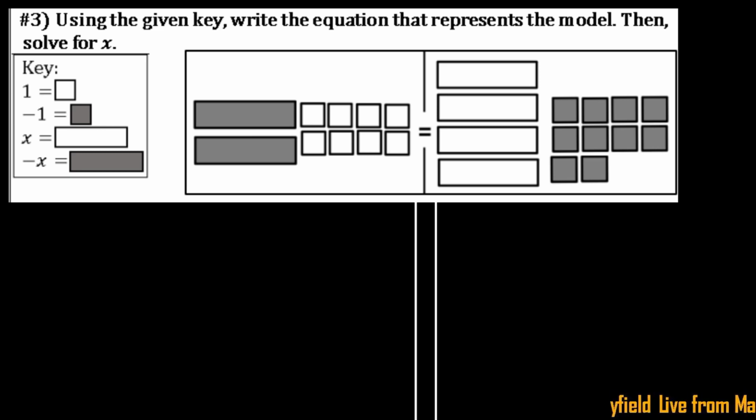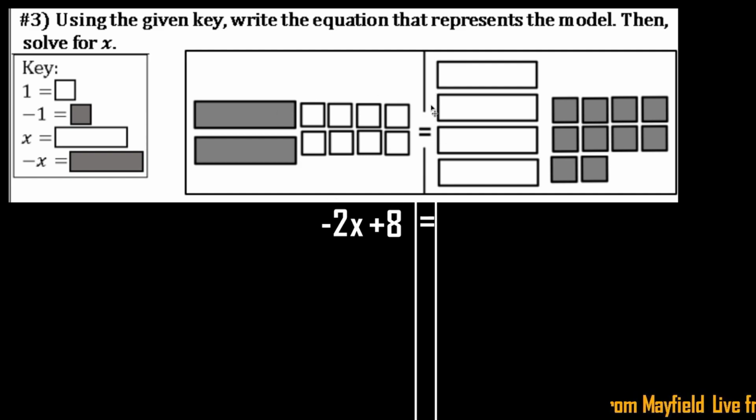All right, moving on now. So now it has, using the given key, write the equation that represents the model, then solve for x. And so, again, it's already drawn out for me, but I can write out my equation. So again, using this key right here, I know I have how many of these? Well, I have 2, and it has negative x's. So I have -2x. And I count 1, 2, 3, 4, 5, 6, 7, 8. I have +8. All right, so that's on the left side of the equation.